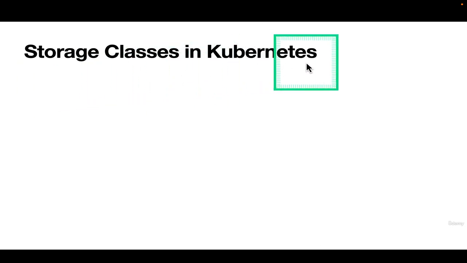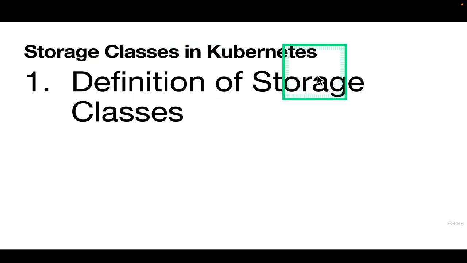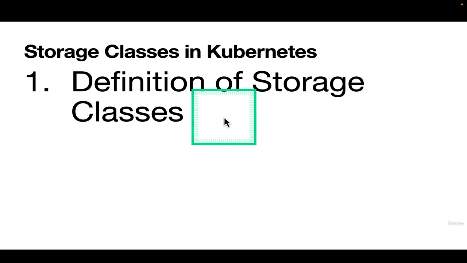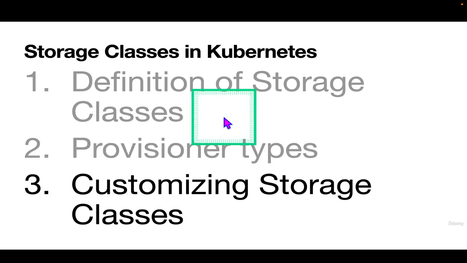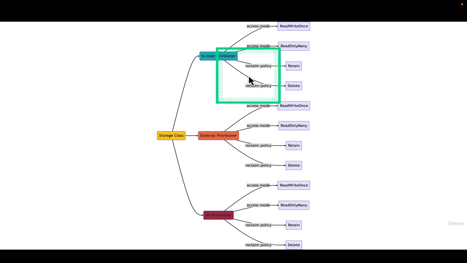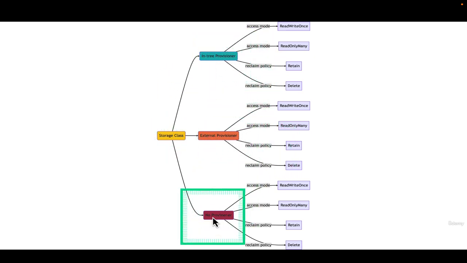Storage classes in Kubernetes. So, definition of storage class. Storage classes provide a way to describe the different types of storage offered by a cluster. Provisioner types. Provisioner types include in-tree, external, or no provisioner. Customizing storage classes. Customization options include setting the reclaim policy, binding mode, and parameters specific to the provisioner. So we have storage classes, and we have in-tree provisioner, external provisioner, and no provisioner.